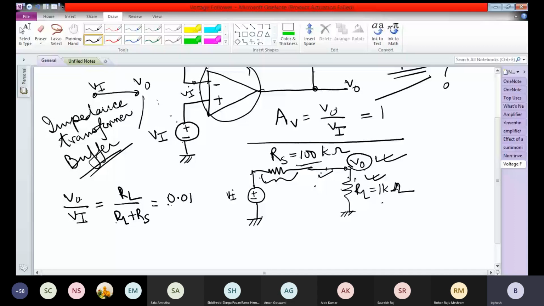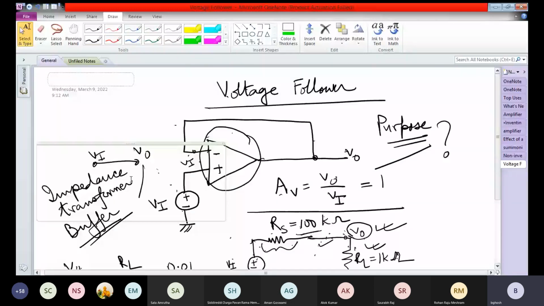It happens because things are exactly opposite to what is desired. We should have a situation where RS is very small. As I told you, in the operational amplifier, the output resistance is very small. So RS should be very small, and thereby the drop across RS should be minimal, and thereby this voltage Vi should fall totally, the same as V0. And that is exactly where the voltage follower walks in.